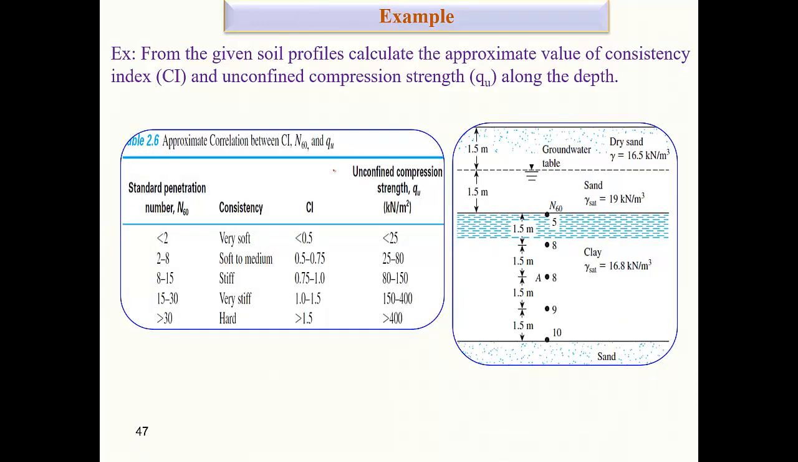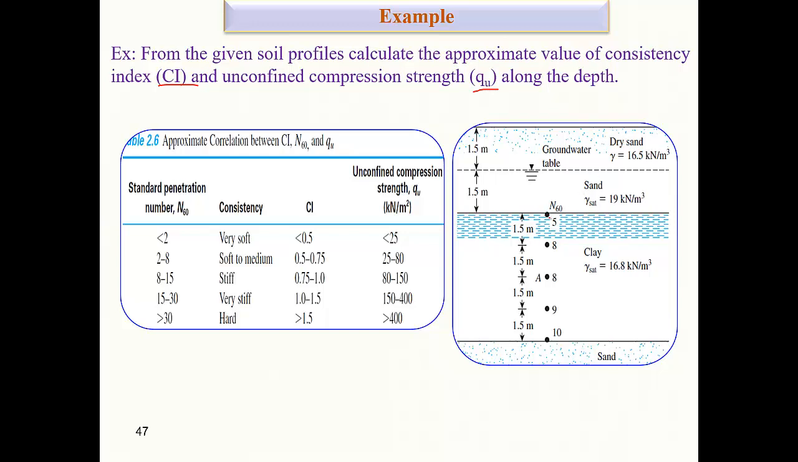Okay, so there are some examples I just added. Last session you requested me to do some examples for these chapters and lectures. So I think you might understand these examples easily. From the given soil profile, calculate the approximate value of consistency, that is CI, and unconfined compression strength QU. So have a look.